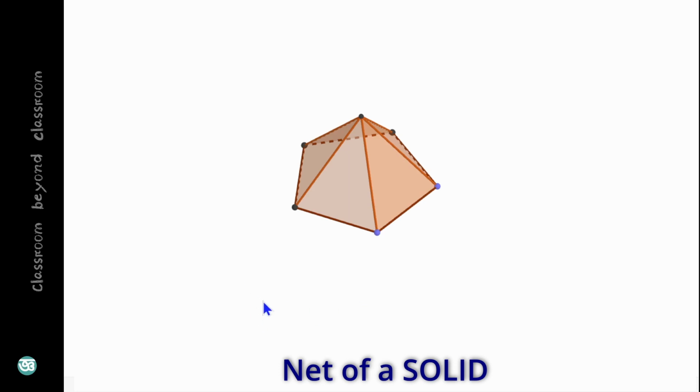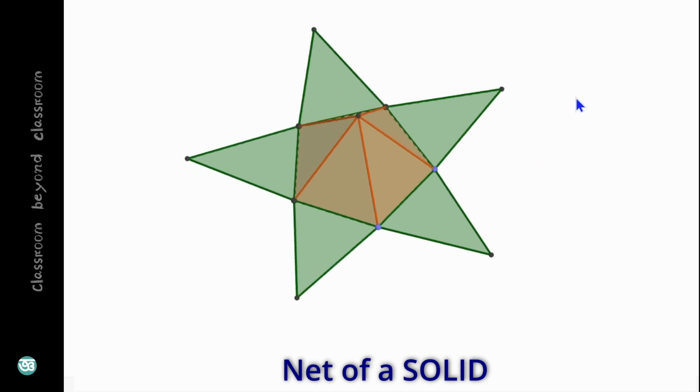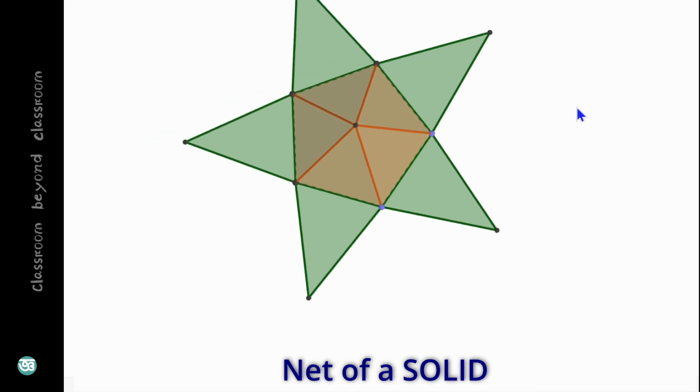Now this is a pentagonal pyramid. It has the base as a pentagon. Now we can unfold this. That means we can obtain the net of this pentagonal pyramid. Okay, this is the net of this pentagonal pyramid, and if you look at it from the top, then you will get this thing.